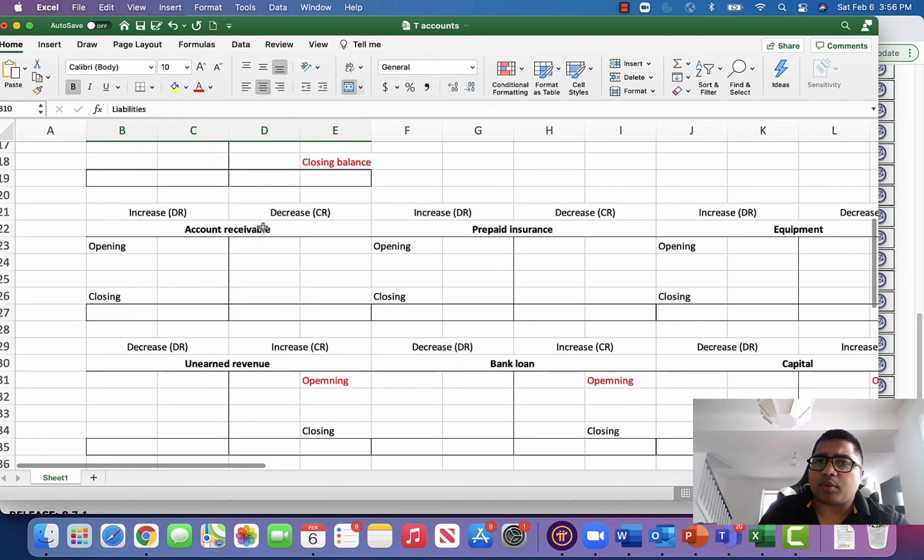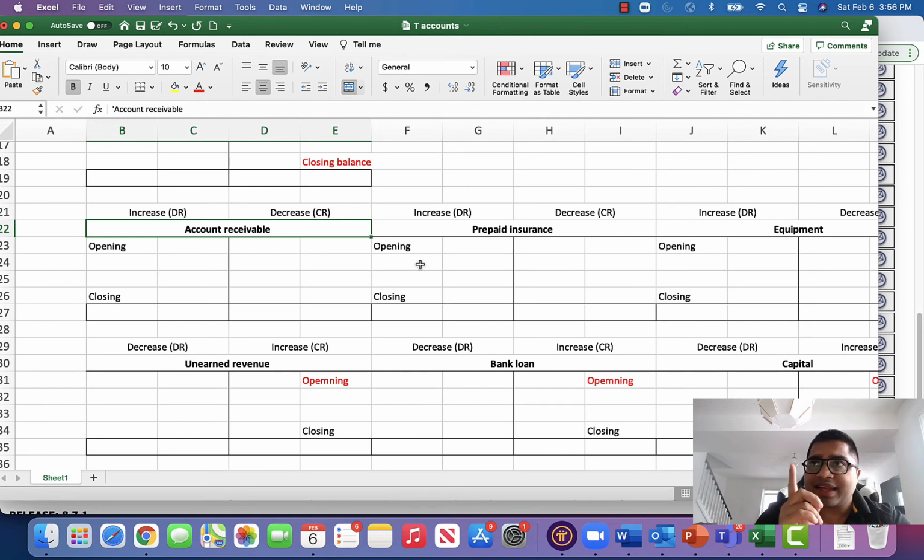Now, common assets that you will encounter as a small business. You will have accounts receivable. Account receivables are created when you do credit sales. So when you sell something on credit, it becomes an account receivable. Account receivable is an asset. So any account receivables you create, increase is counted on this side, decrease is counted on this side.